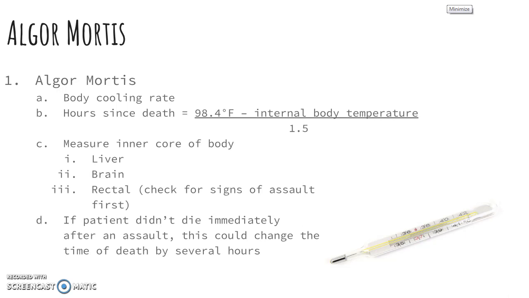If you're alive, the rectal temperature is actually the most accurate temperature of the core of your body. However, if the person has passed away, you do have to check for signs of sexual assault first to make sure that you are not damaging any evidence if you are going to take a rectal temperature. If a patient didn't die immediately after an insult, this could change the time of death by several hours, because you may see struggles of death starting, but your temperature may not match the other signs of death.